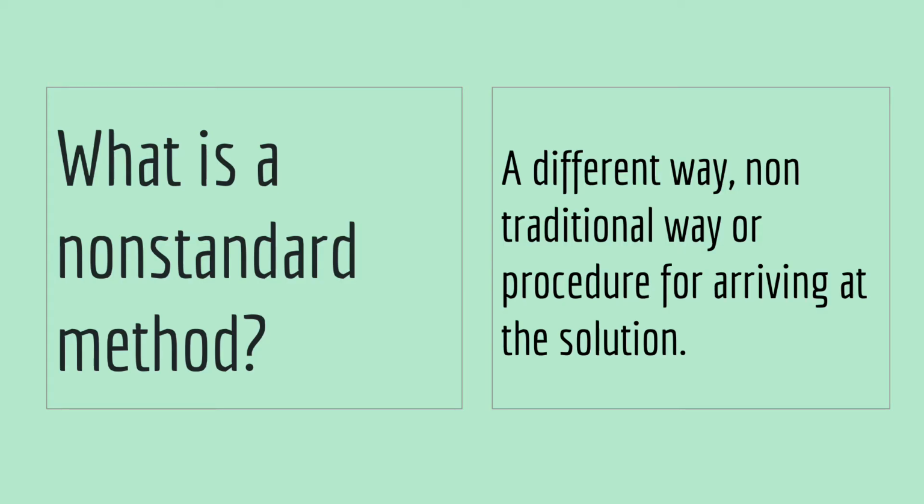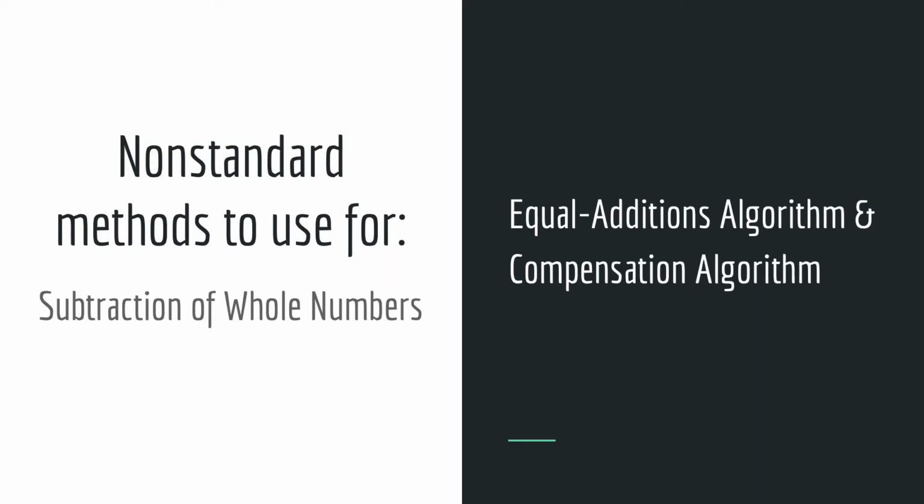What is a nonstandard method? A nonstandard method is a different way, a non-traditional way or procedure for arriving at the solution. Nonstandard methods to use for subtraction of whole numbers. The two that I have selected to show examples for today are equal additions algorithm and compensation algorithm.